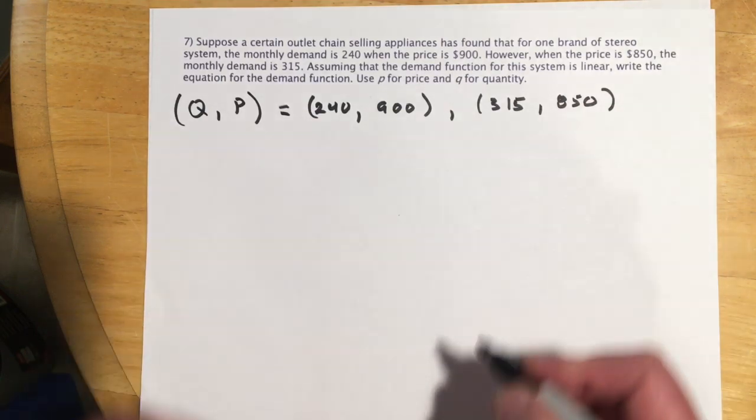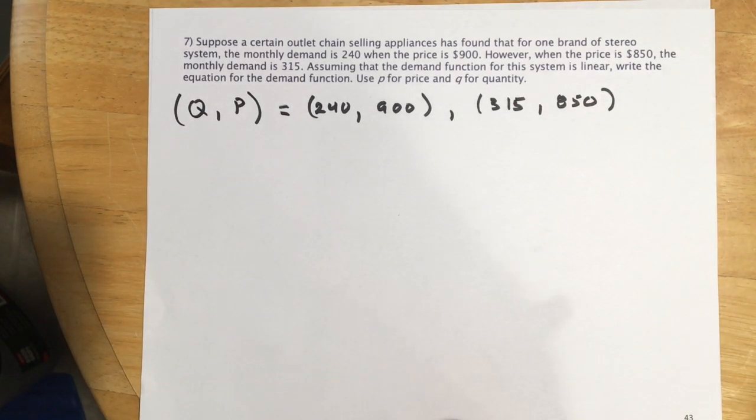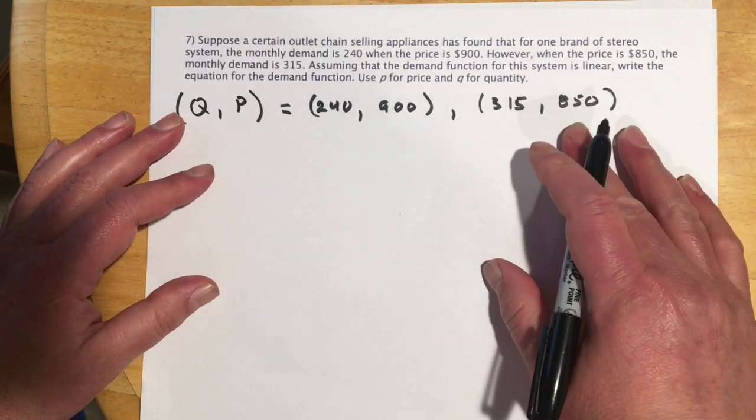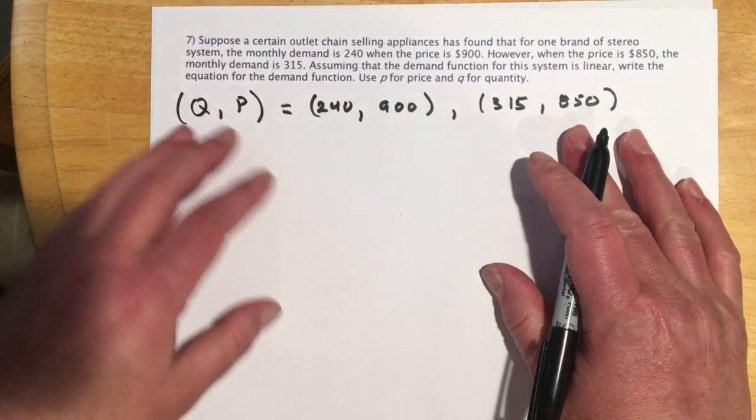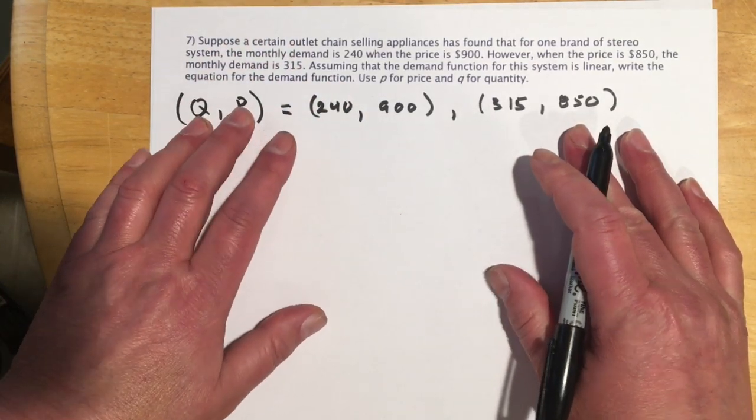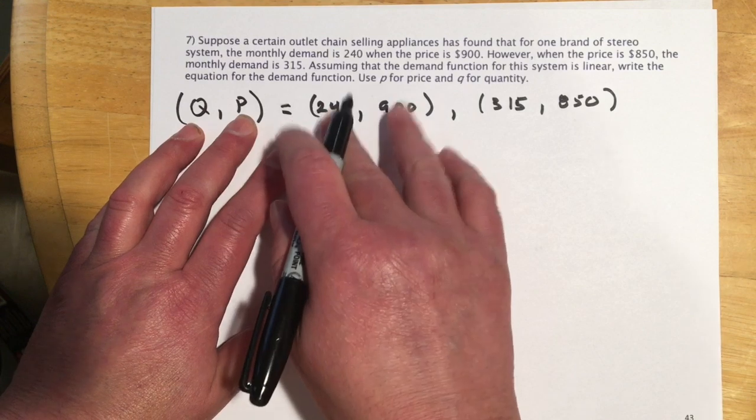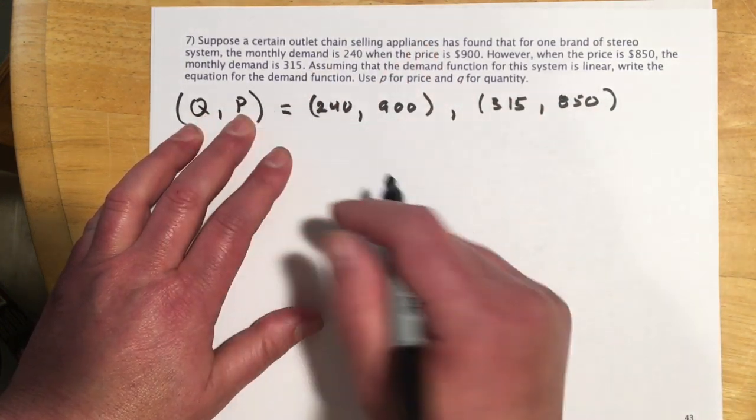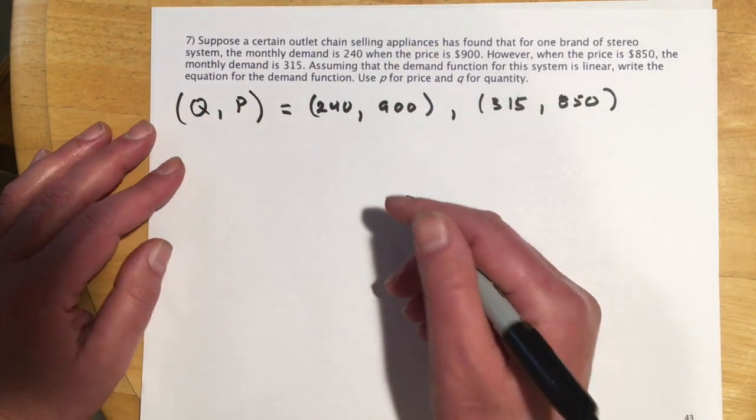If the price is lower, more people would want to buy it. And so that's probably the hardest part, is just getting yourself organized from the words. So decide which is your X, which is your Y. I like to write it out and then write those ordered pairs and make sure you're getting them in the order that you defined here.